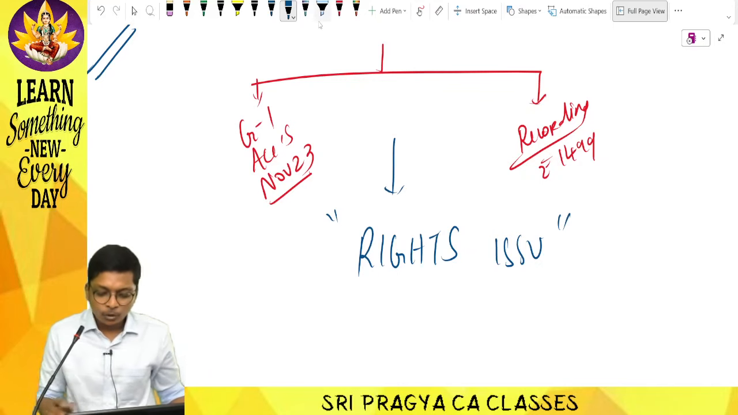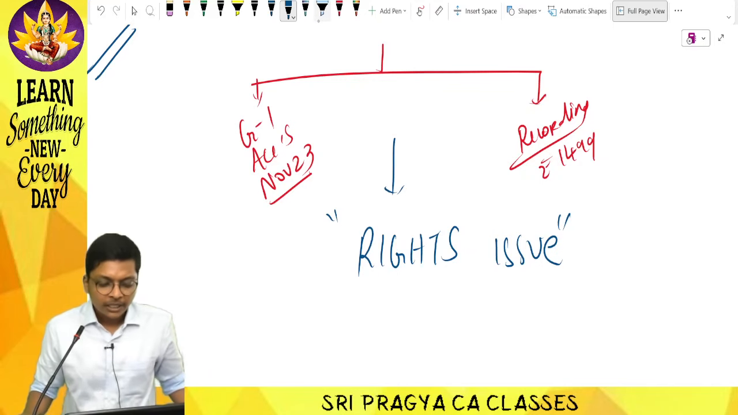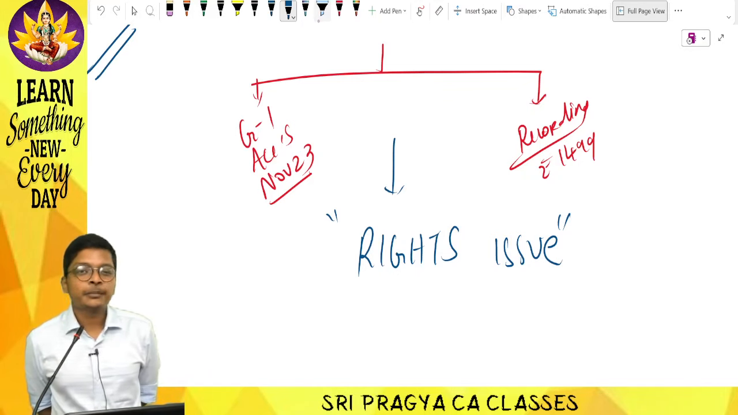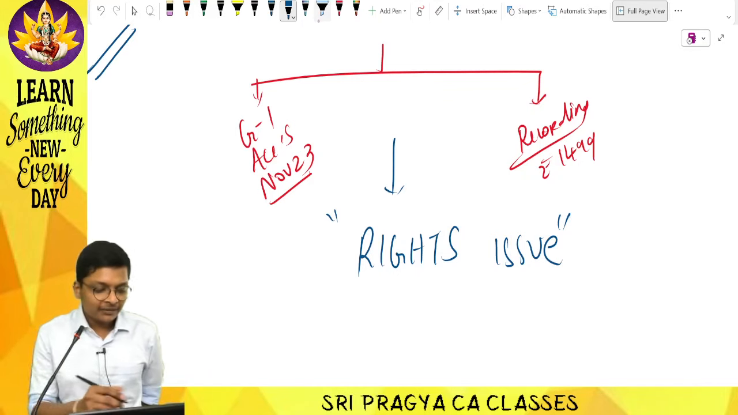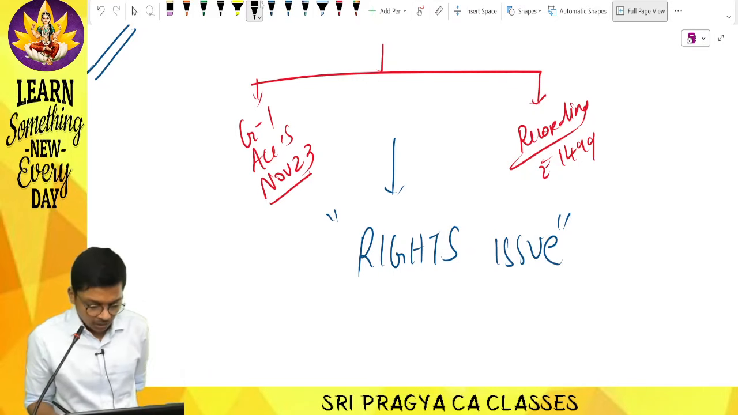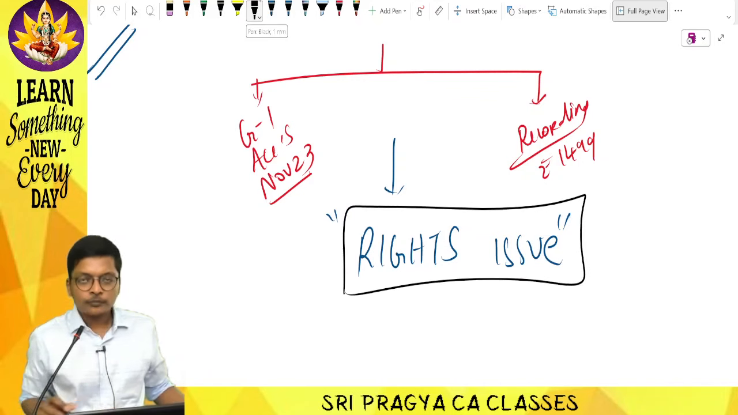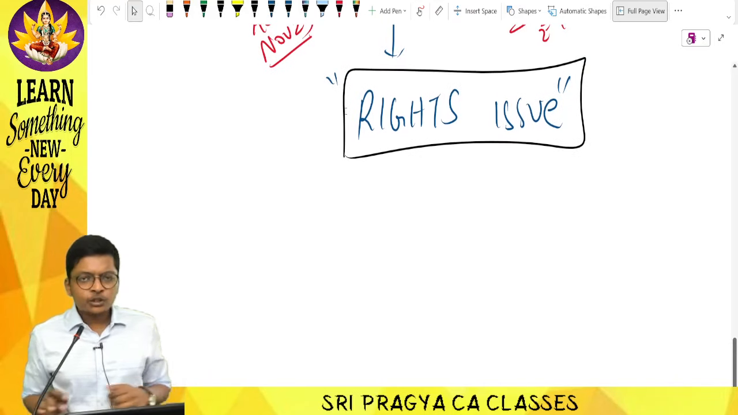Which is roughly about a 30 minutes concept. If I just have to go by formula basis, I can finish this in 10 minutes, but I don't like doing that. I will take the same example what's in the book, conceptually teach you what happens in a rights issue. Okay. Now, rights issue means what?